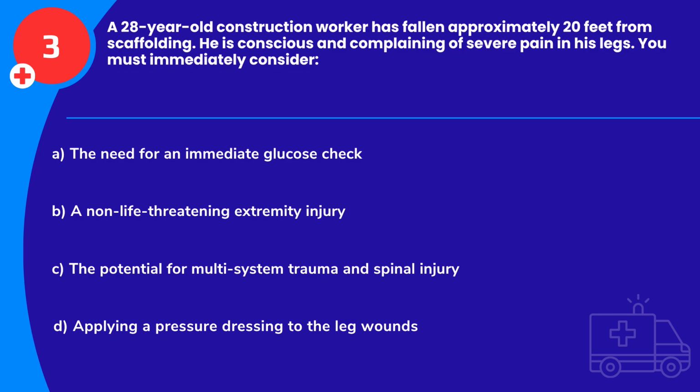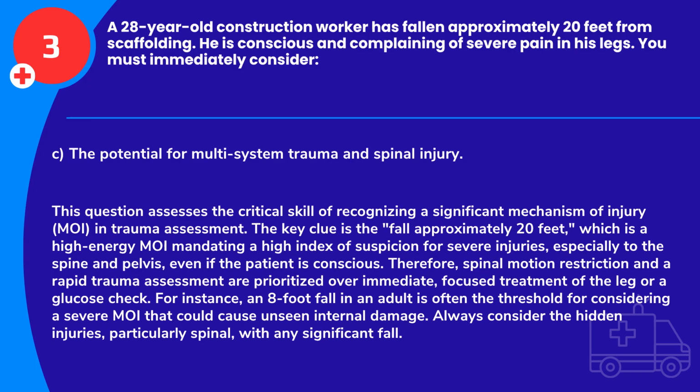Question 3. A 28-year-old construction worker has fallen approximately 20 feet from scaffolding. He is conscious and complaining of severe pain in his legs. You must immediately consider A. the need for an immediate glucose check. B. A non-life-threatening extremity injury. C. The potential for multi-system trauma and spinal injury. D. Applying a pressure dressing to the leg wounds. Answer: C. The potential for multi-system trauma and spinal injury.